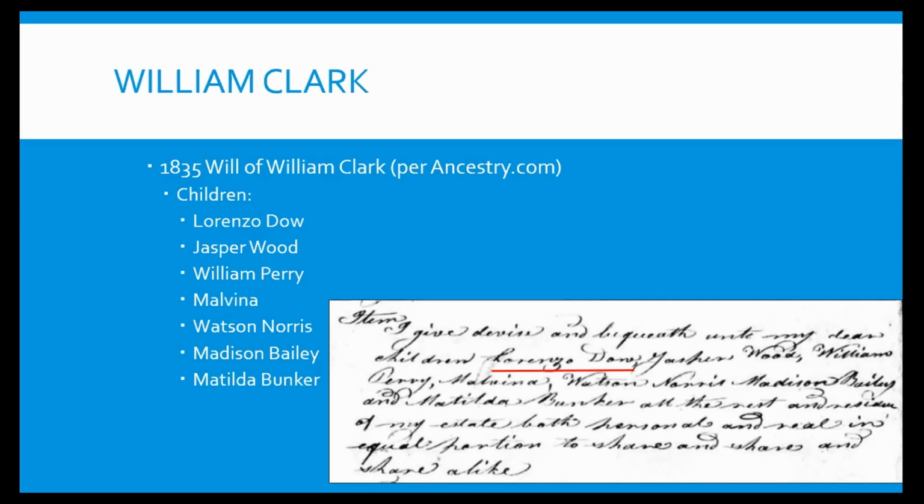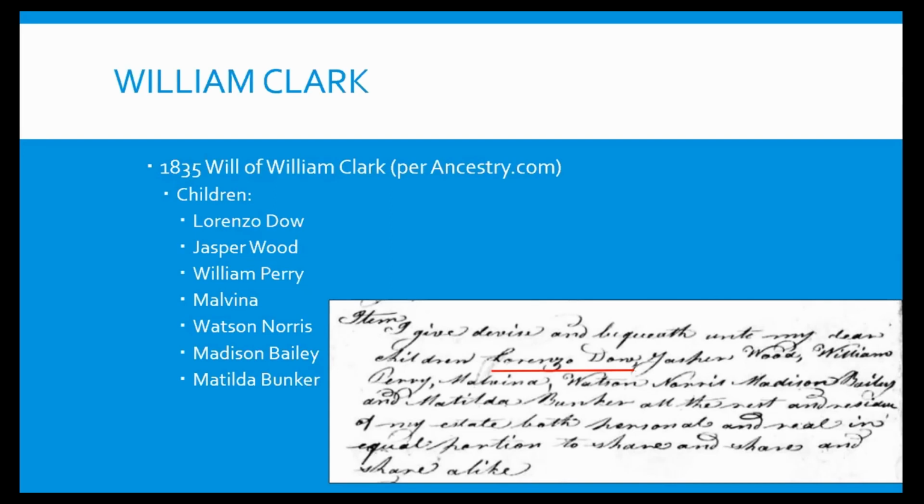And it gives a list of children. And you may or may not be able to read it, so I have transcribed the names of the children. He has a child named Lorenzo Dow. He has a son, and then he has Jasper Wood, William Perry, Malvina, Watson Norris, Madison Bailey, and Matilda Bunker. Real interesting names and good for keeping track of these people, because there's just not a lot of Madison Bailey Clarks out there, for instance.